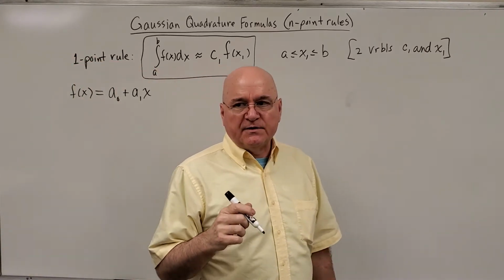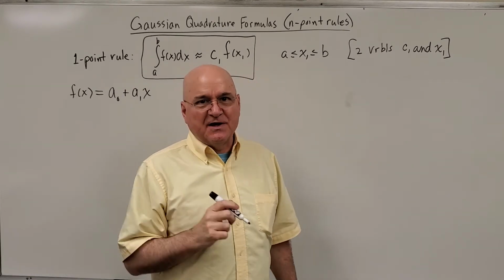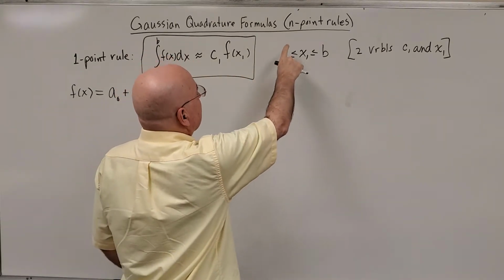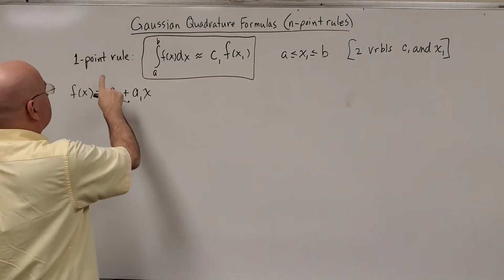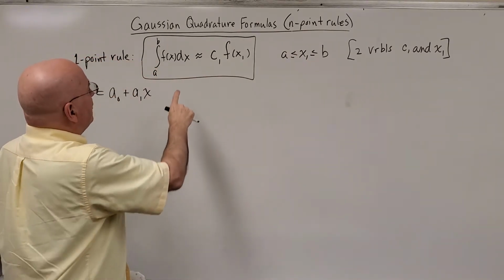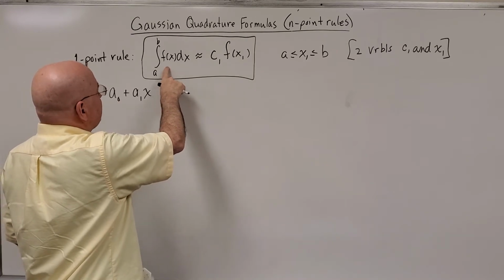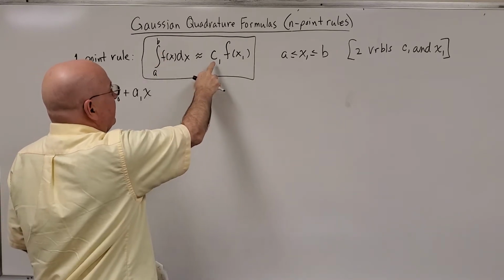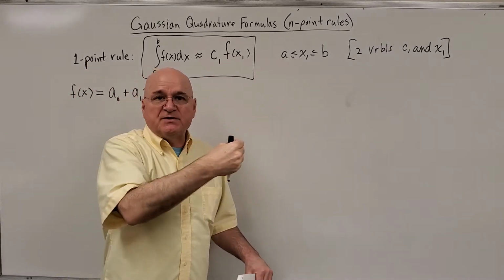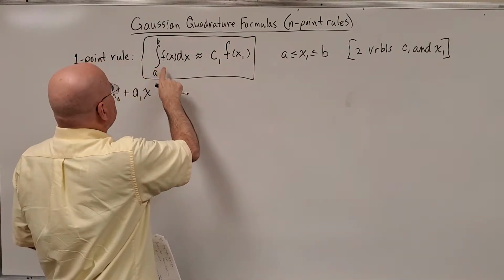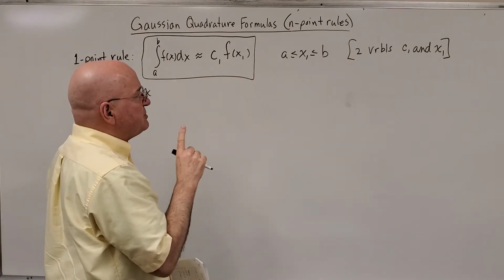Let's take a look now at the most simple Gauss quadrature formula. Remember, what we're talking about are n-point rules. Well, we're going to take the one-point rule. The one-point rule says you should estimate an integral from a to b as some constant c1 times f of x1, where x1 is just going to be some number in between a and b. Now how do we choose that?